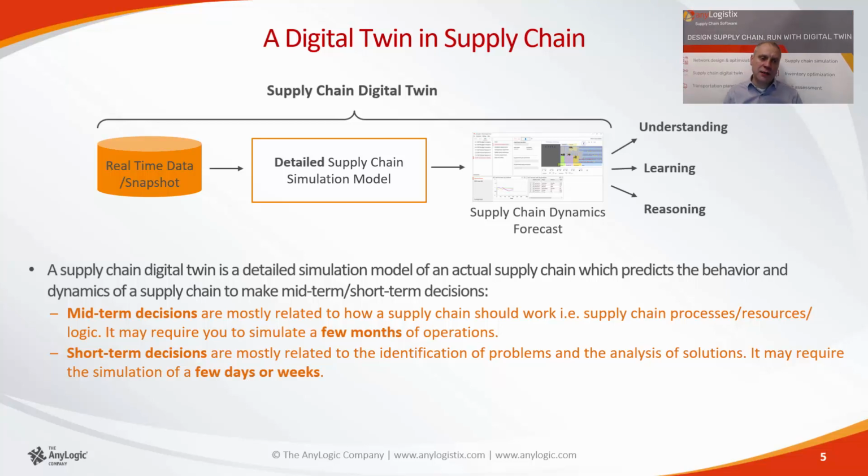What I would like to underline here is that many vendors of so-called control tower software actually call a digital twin this real-time data or snapshot part. And this is not correct, because again, real-time data or snapshot is just the input information to the digital twin. Digital twin just uses this information to make a prediction.